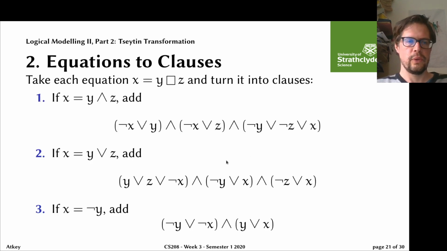So if we do this for all the connectives we have, then we end up with these 3 templates for how to convert things. We take each equation, x equals y and some connective z, and turn it into clauses. So we saw how to do x equals y and z, we turn it into these clauses. If we have x equals y or z, then it's possible to work out that we get these clauses. And if we have x equals not y, then it's possible to work out that we have these clauses.